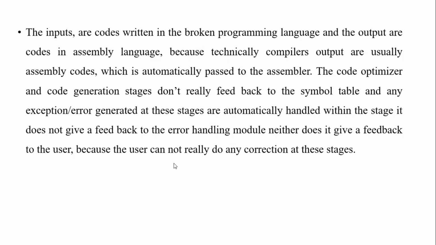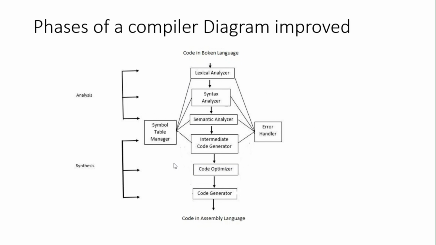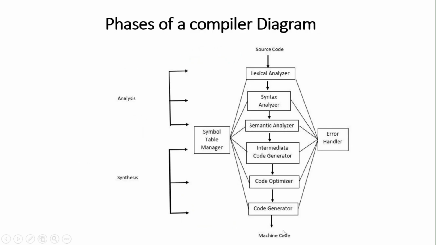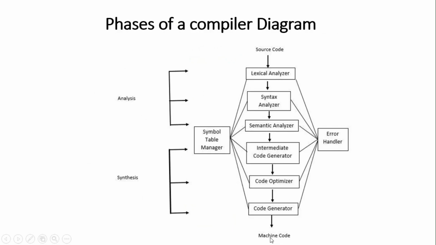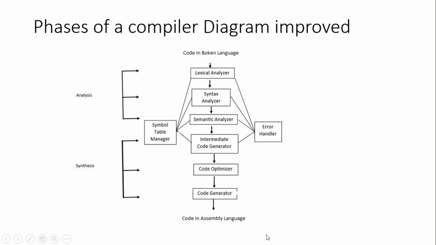So technically and practically, the error handler and the symbol table manager don't communicate with the code optimizer and code generator. That is number one. Then number two, a compiler does not output machine code. This is totally wrong. A compiler outputs code in assembly language.